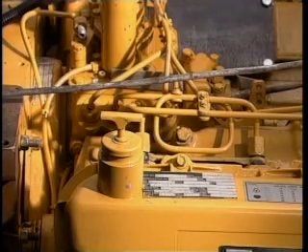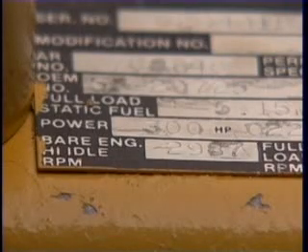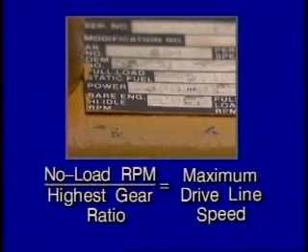Finally, you'll need to determine what the maximum driveline speed will be based on maximum engine RPM and the highest transmission gear ratio. Locate the engine data tag on the engine valve cover or block. The tag will list the engine's high idle RPM, also referred to as no load RPM. To determine maximum driveline speed, divide no load RPM by the transmission's highest gear ratio.